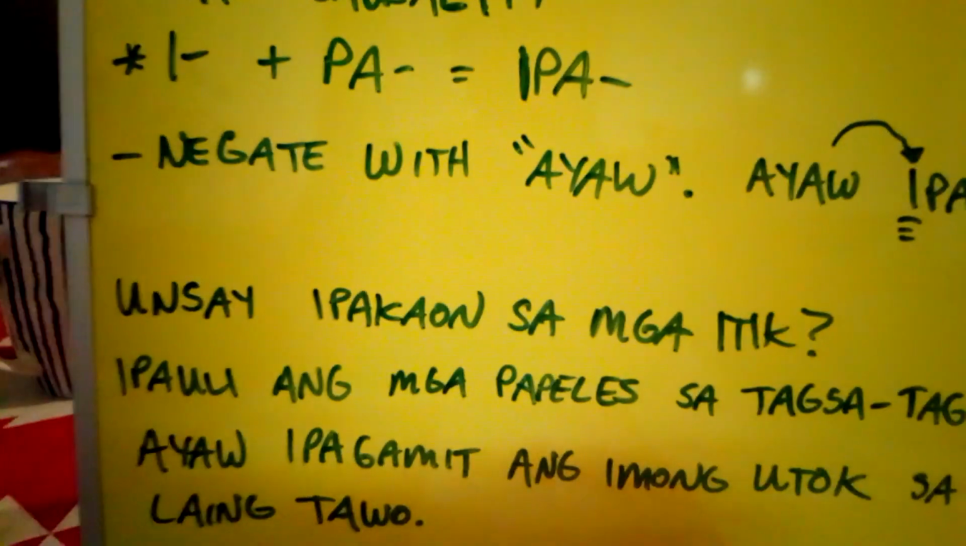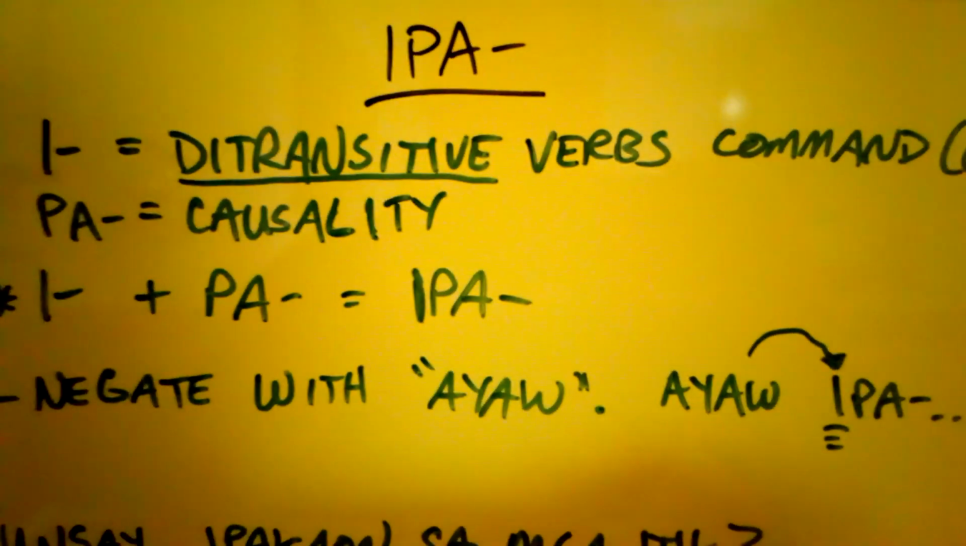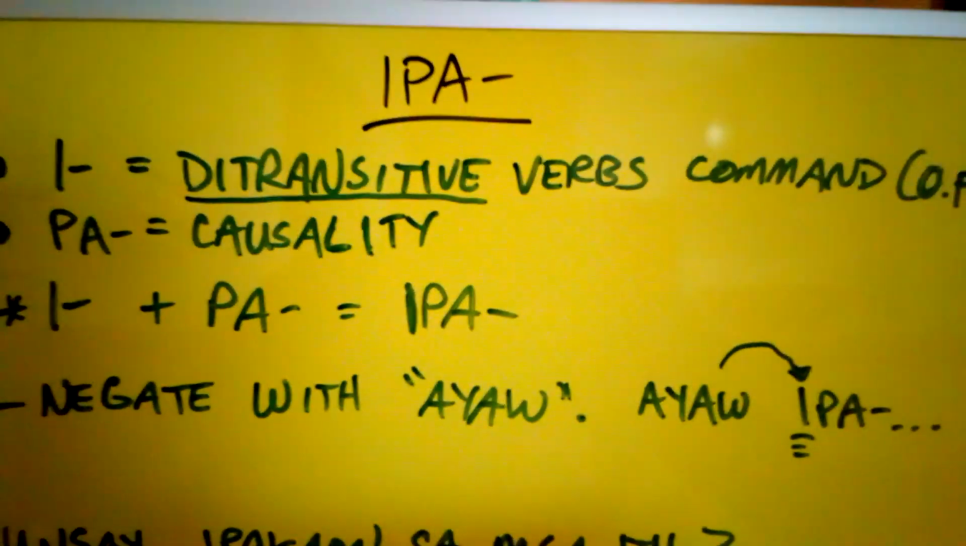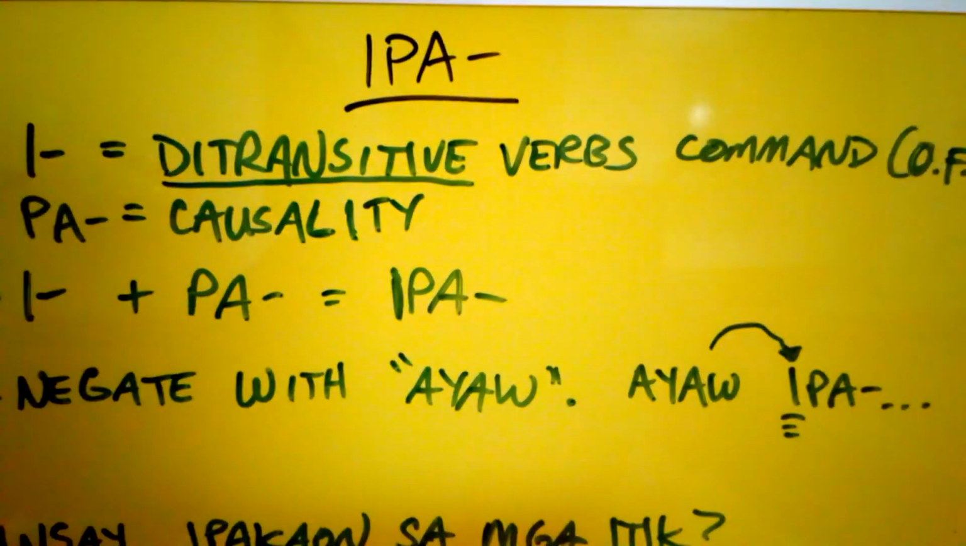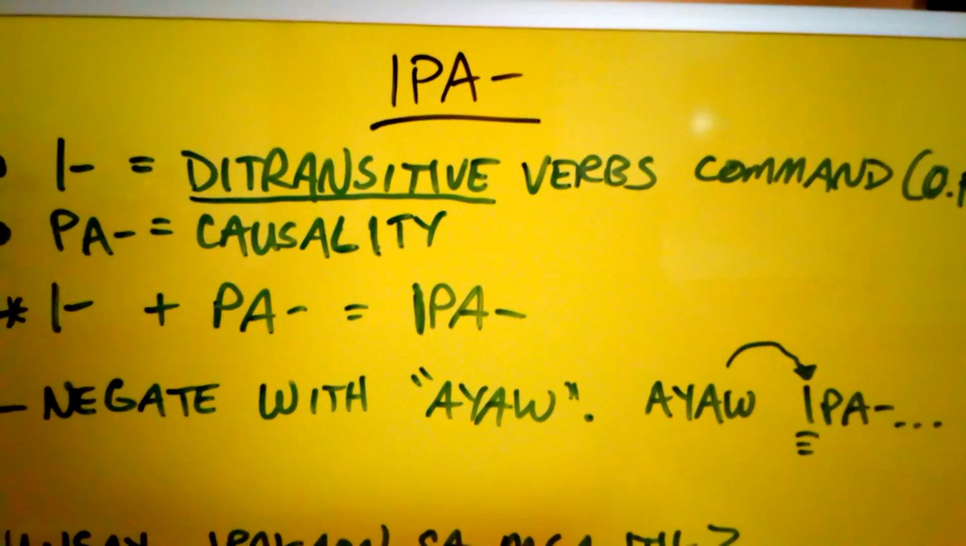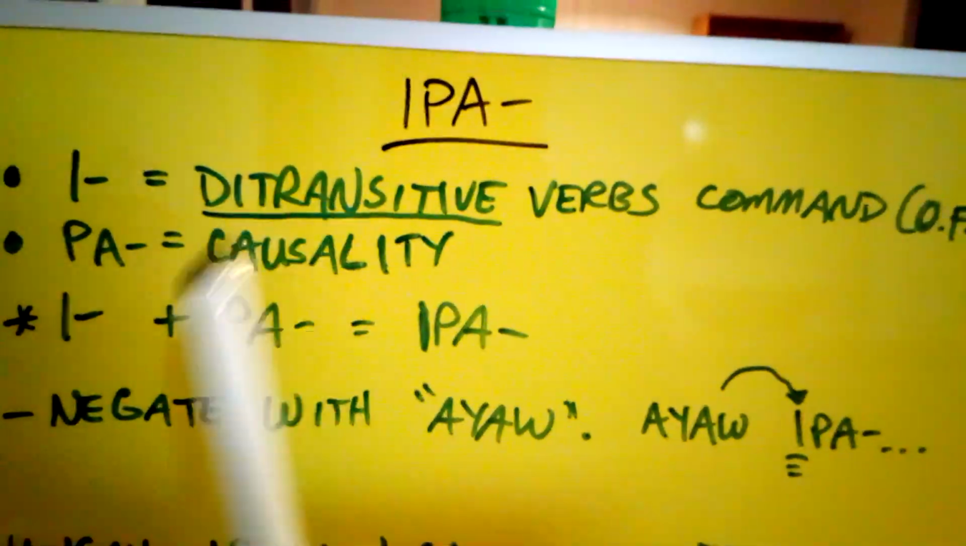So hopefully this Eepa affix can help you. Again, it's one of those affixes that only attaches to certain verbs, because certain verbs take certain affixes that are specific to them. And in this case, it's that ditransitivity.